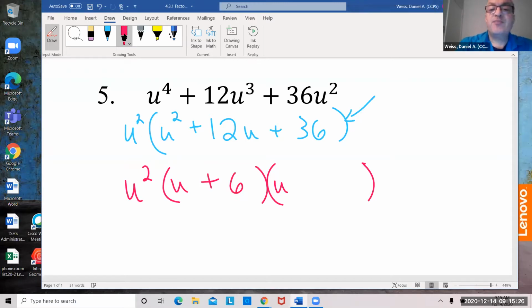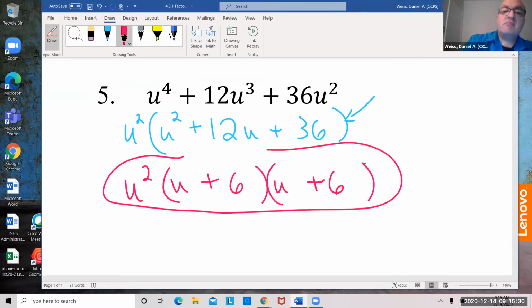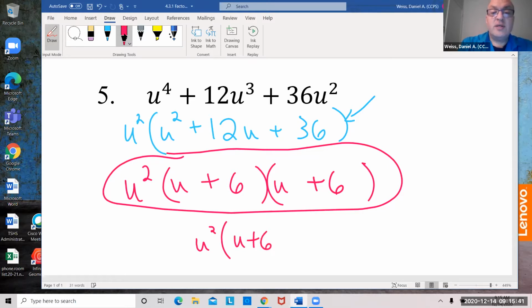Plus 6, plus 6. You can write it like this, or if you wanted to, you could write it like this: u plus 6 in parentheses squared. Either way.